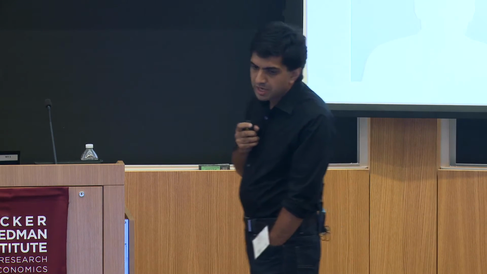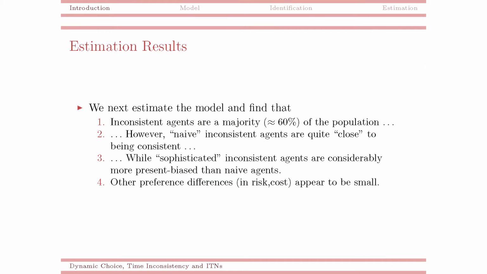And using the data, what we see, at least in this particular context, is that inconsistent agents are a rough majority of the population. About 60% of the population is what we estimate to be inconsistent. On the other hand, we have two different kinds of inconsistent agents, what are called the naive and the sophisticated agents.